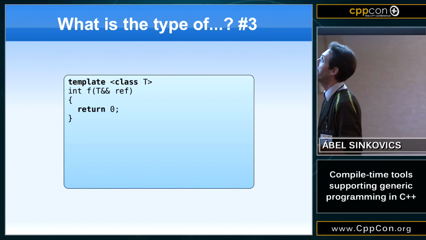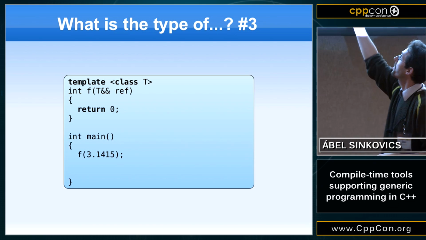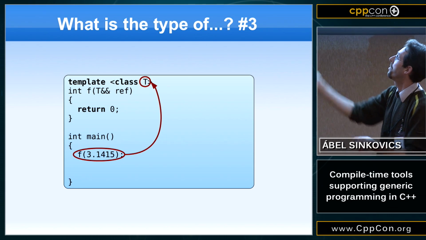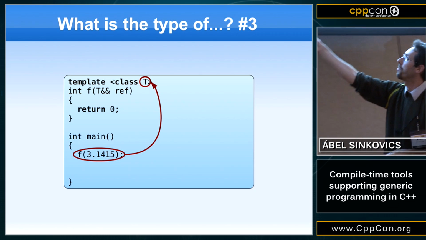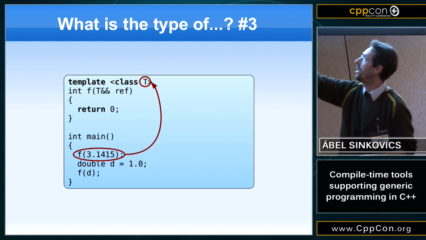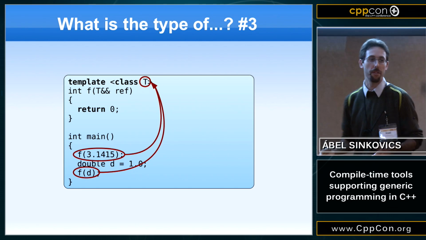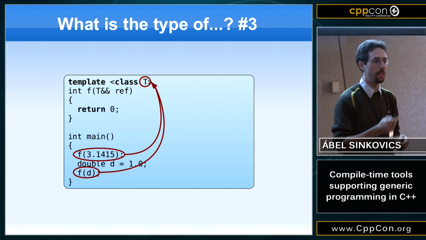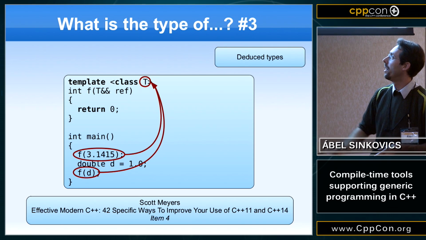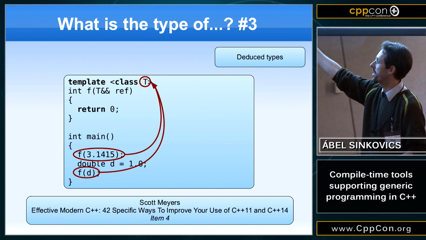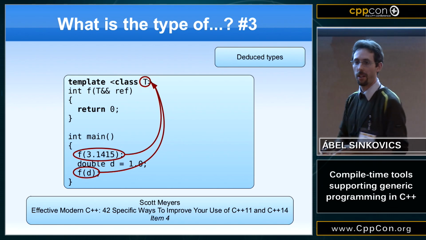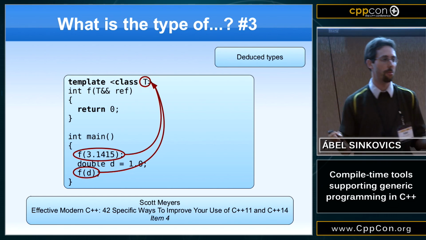Here is another example. The question is, what is the type of T when you instantiate this template function with F or with D? Here is a universal reference, and what will it refer to, or how will it be used in the compiler? Scott Meyers' book in item 4 lists a number of tools you can use to get this answer.